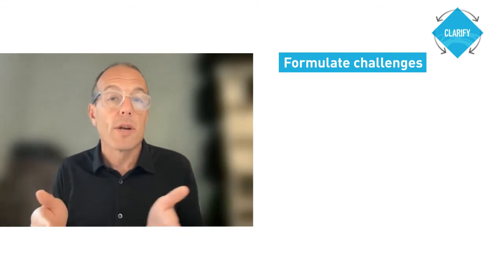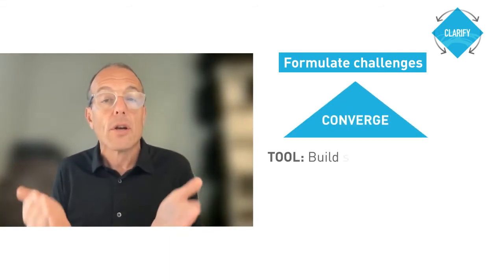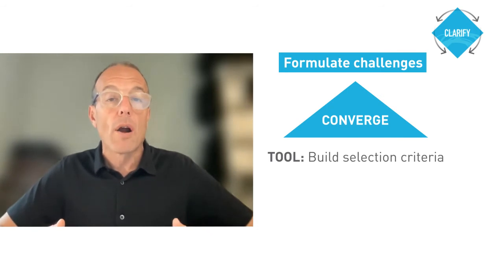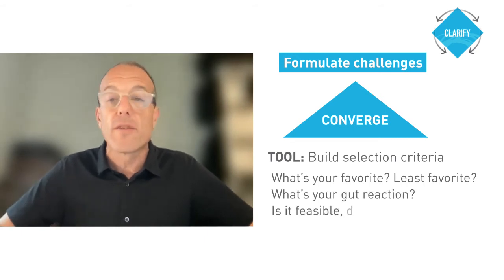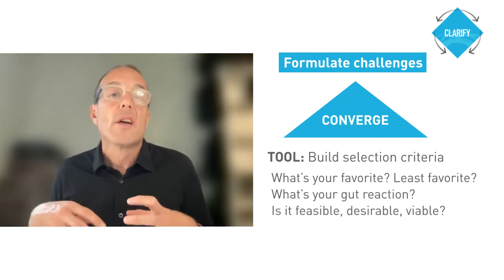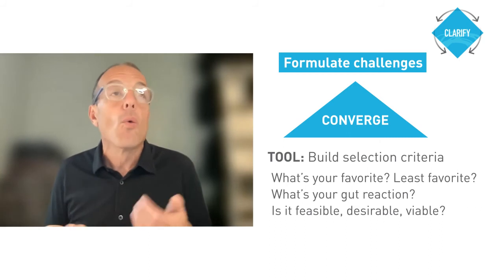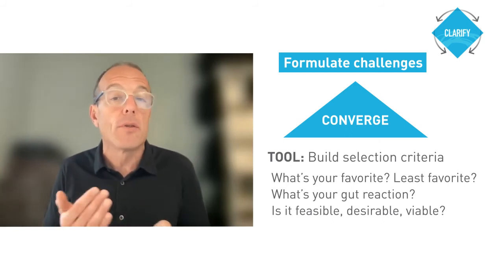So step 3, formulate the challenge. Converge, we start to look through our options and we need to create a criteria for selection. We could say, what's our favorite? What's our least favorite? Which one just really, our gut reaction, do we like the most? Maybe we could ask what's feasible, desirable, and viable.